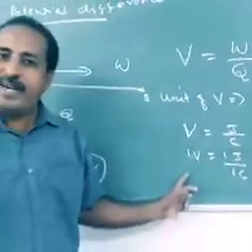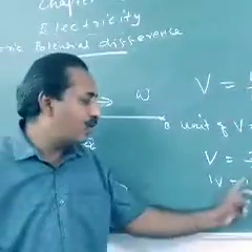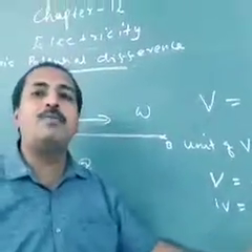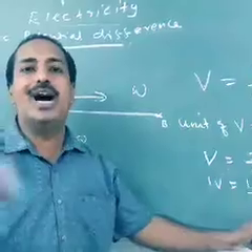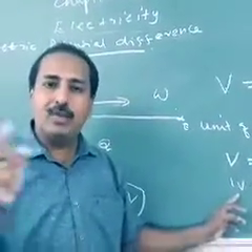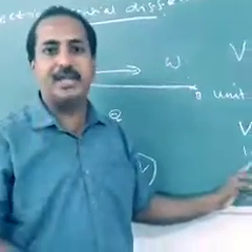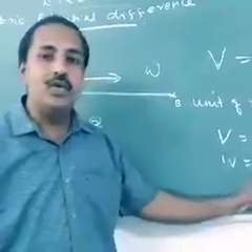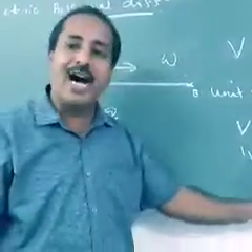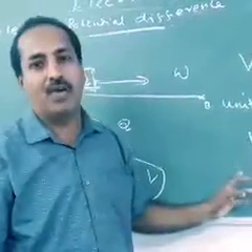So 1 volt is defined as the potential difference between 2 points when 1 joule of work is required to move 1 coulomb of charge from one point to the other. That is known as 1 volt.